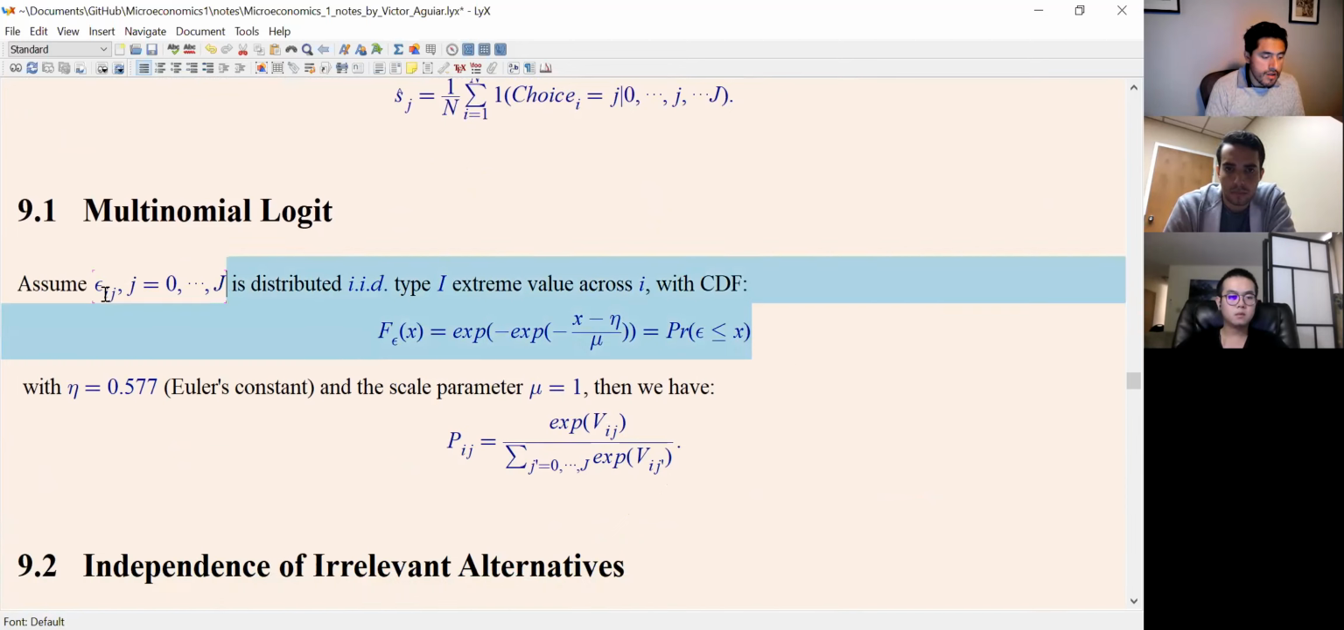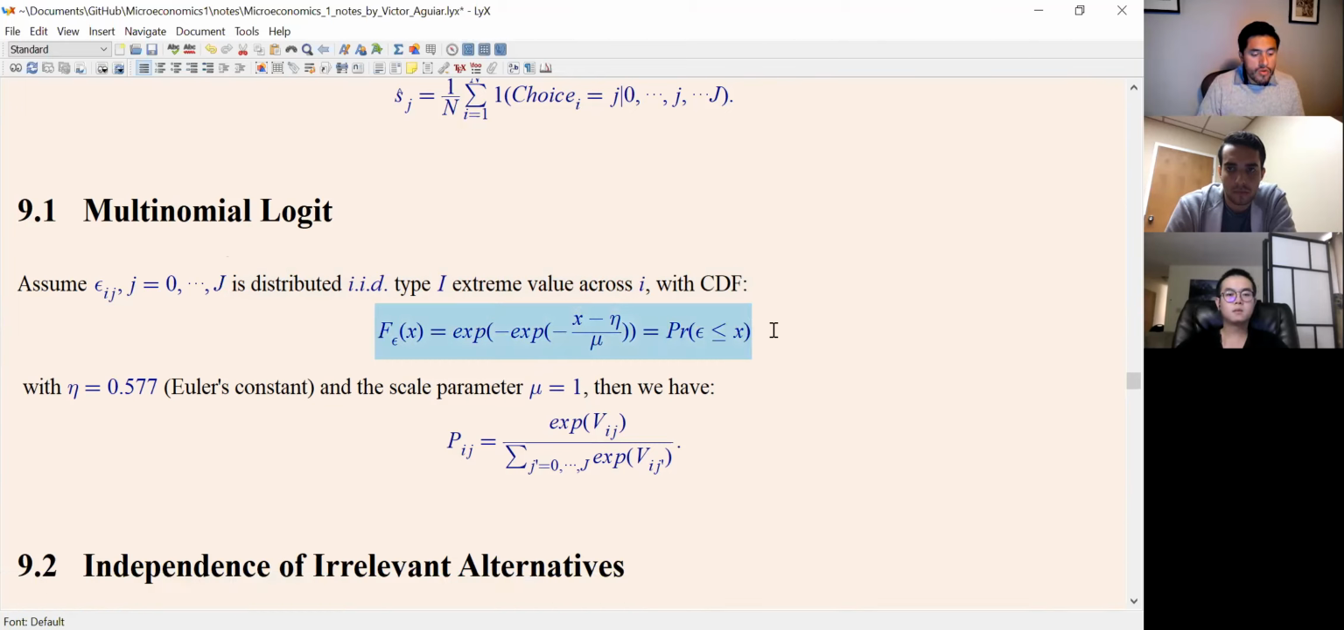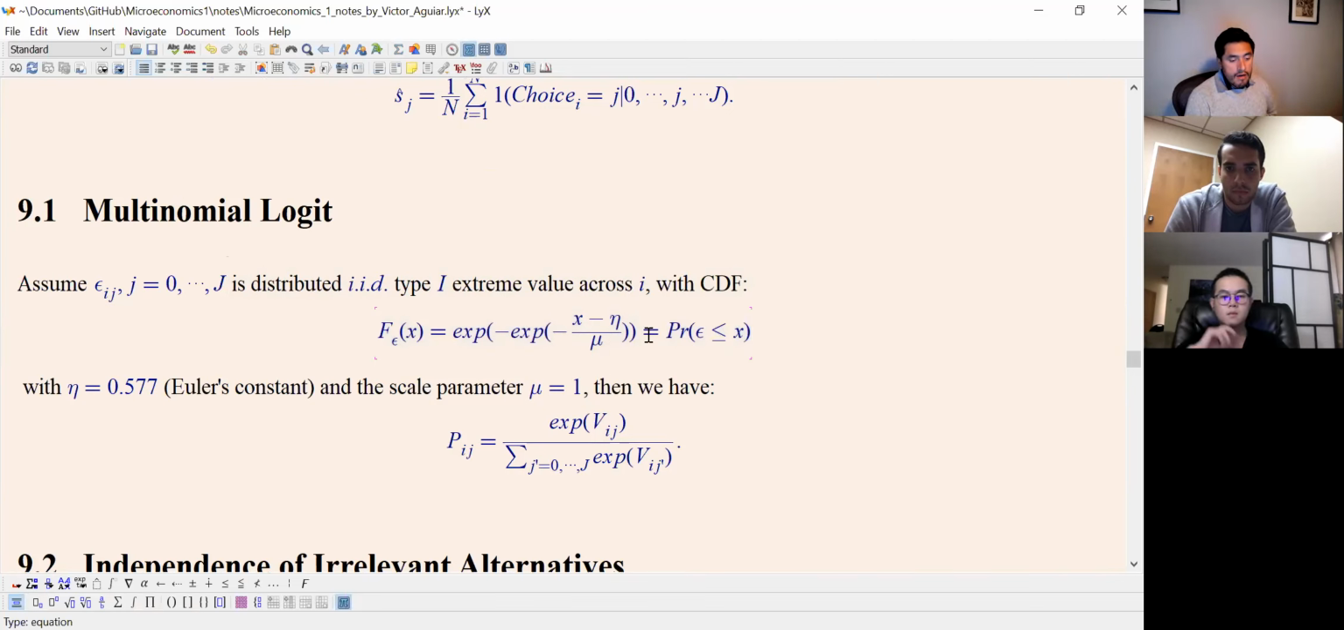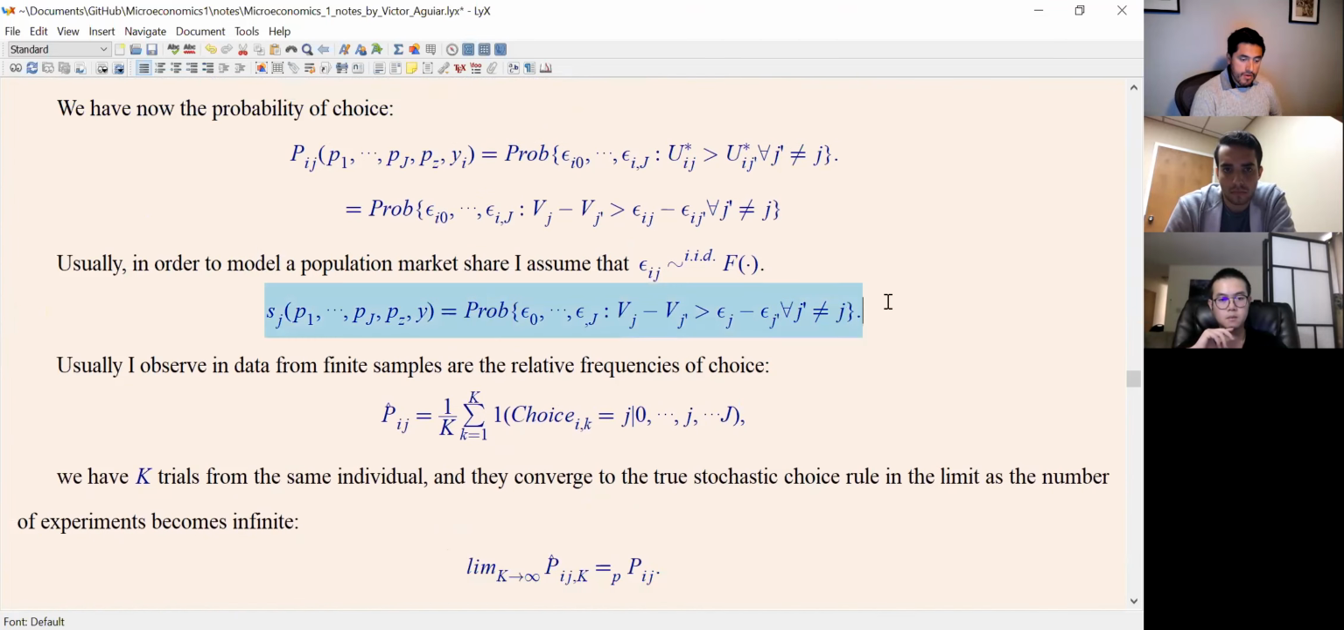I'm going to assume that each epsilon ij is independently and identically distributed according to what is called the type 1 extreme value distribution, which has this CDF, okay? If you notice, this is kind of a double exponential thing, right? And this CDF is basically the probability of epsilon being less than or equal to this fixed value x. And for this Euler constant, this is a traditional problem. If I go and integrate this problem here, okay?